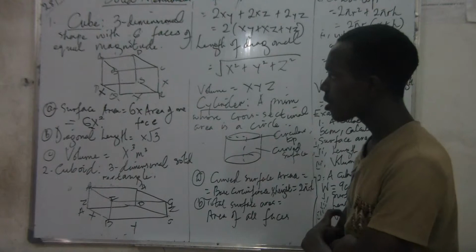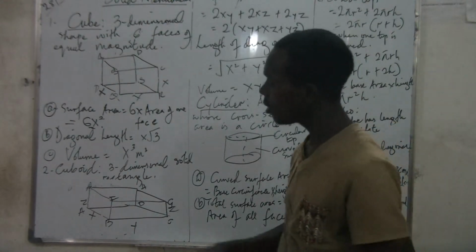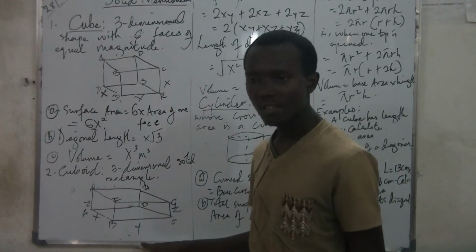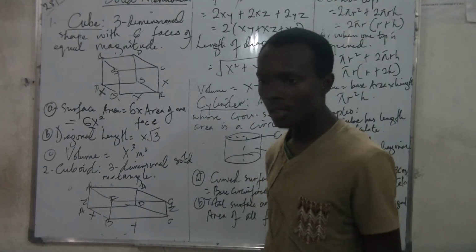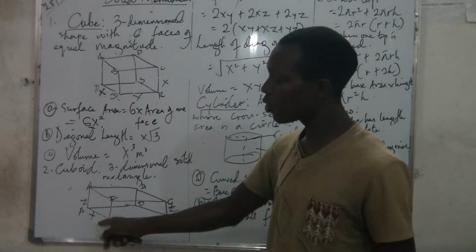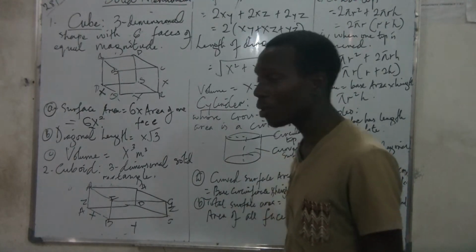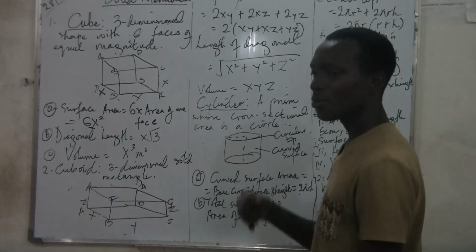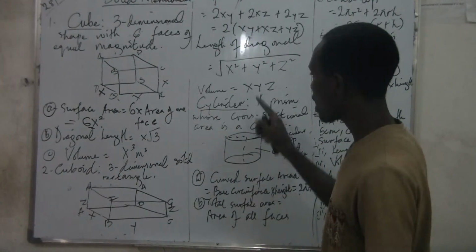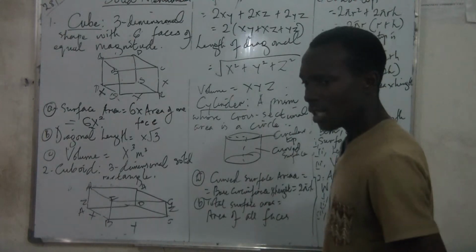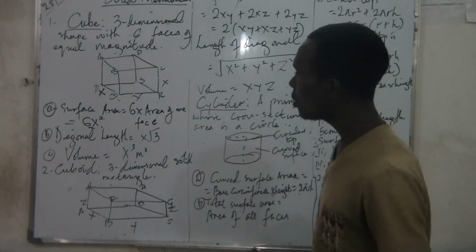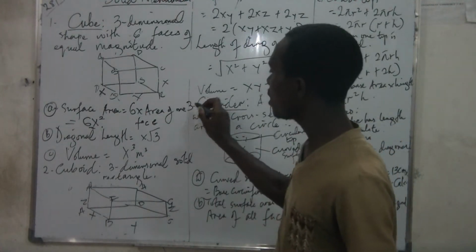The volume: since the length is different from the width and it's different from the height, the volume becomes length times width times height. That's x, y, z.